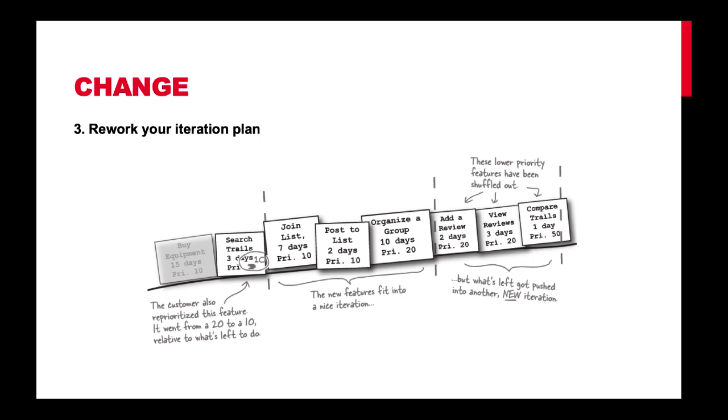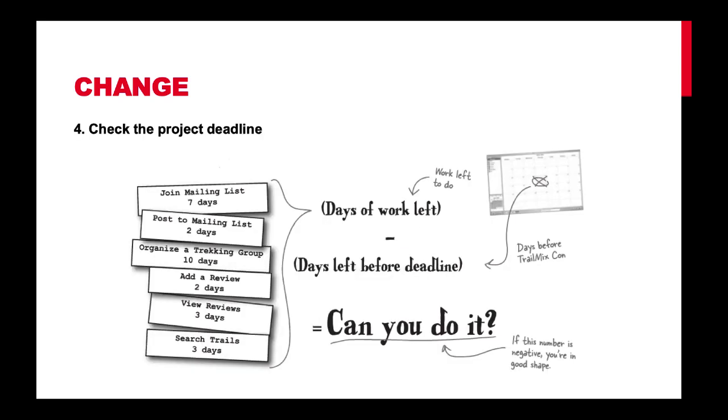After that, you rework your iteration plan. So here you'll see we have a basic iteration plan. You have some different features at the front and different things. The iterations are split by these dashed lines. You shuffle them around, and then you check the project deadline, right? You know when you're supposed to be done. You take the days of work remaining, you subtract the days left, and you see what happens. Okay? If it's negative, you're in good shape. If it's positive, you might be in trouble. Okay? So this is the most basic Agile process that we can work with. Iterations, features with priorities and estimates in this iteration plan.